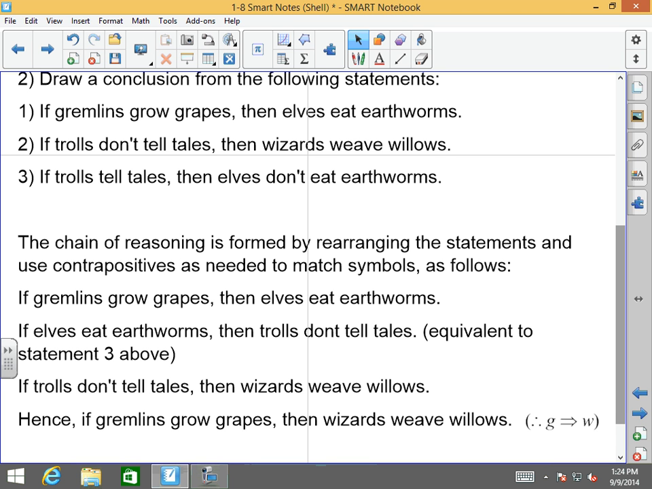You cannot skip straight to the answer, hence the chain. I'm not being sarcastic, but that's the whole point of the chain. Statement 3 did matter, because without 3, we couldn't have had statement 2: if elves eat earthworms, then trolls don't tell tales. We used the contrapositive, which negated the converse. There could be a lot more than 3 statements, but in this case, there were only 3.